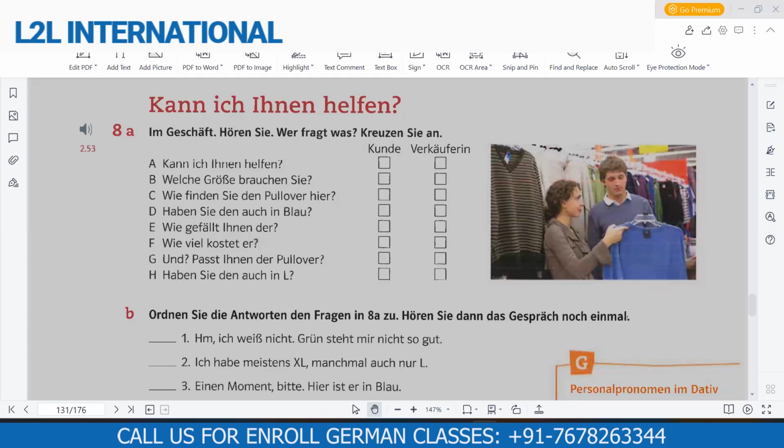Passt Ihnen der Pullover? Okay. Verkäuferin. Okay, richtig. Does the pullover passen mean to suit? So she asked, passt Ihnen der Pullover, does the sweater suit you? Okay, the last one, Ashwin.